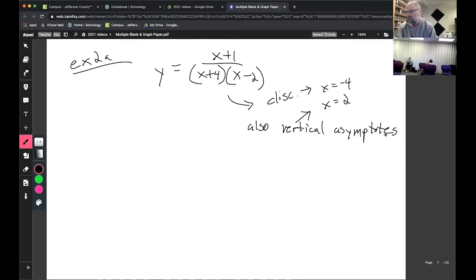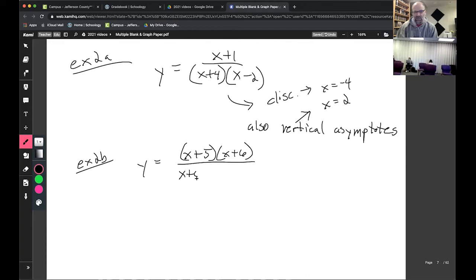All right. So let's look at B. I want to find the points of discontinuity and the vertical asymptotes. So here's another equation: (x + 5)(x + 6) over (x + 6)(x + 5)(x + 6).